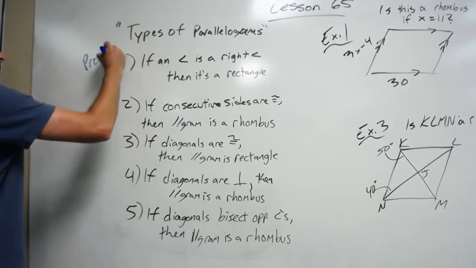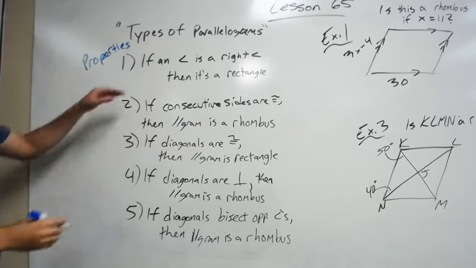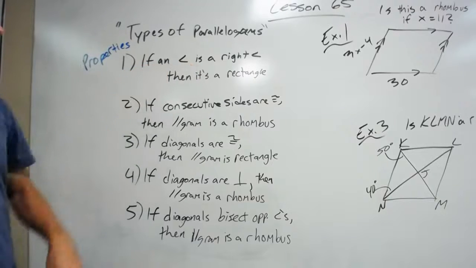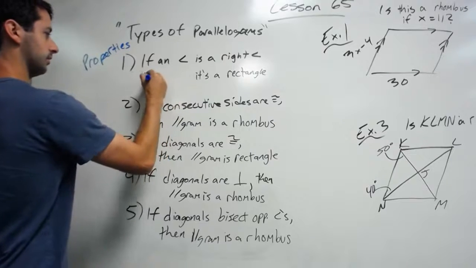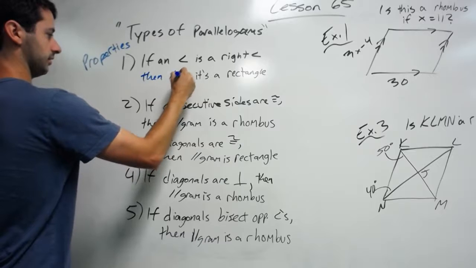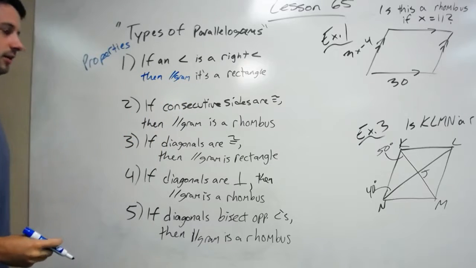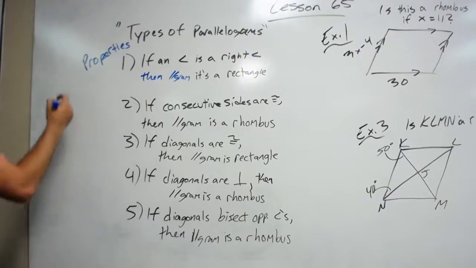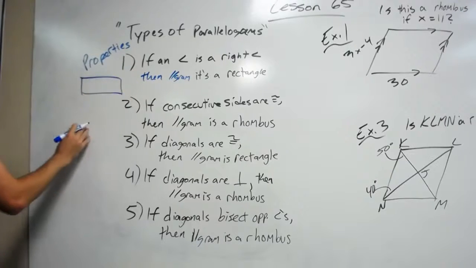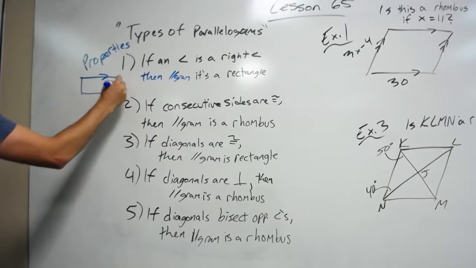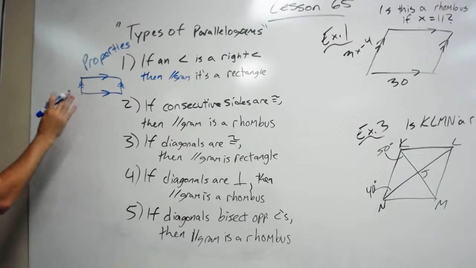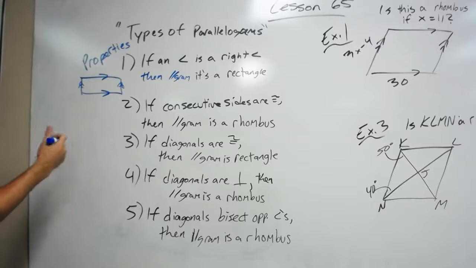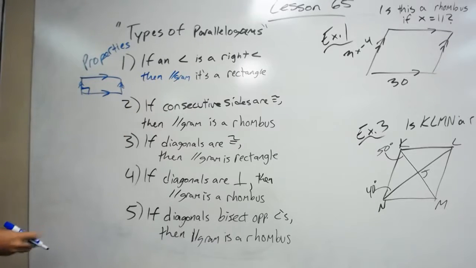Starting with property 1, it says if an angle is a right angle, then the parallelogram, this is my abbreviation of parallelogram, then the parallelogram is a rectangle. We already know that these opposite sides are parallel, so it's a parallelogram, but we can determine in more detail what type it is. So if there's one right angle, then it's a rectangle.